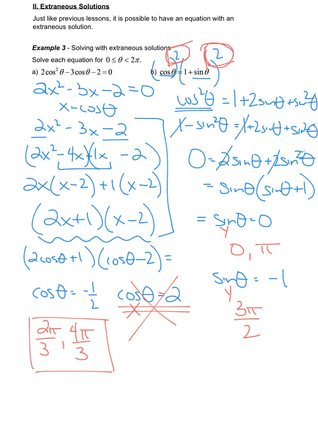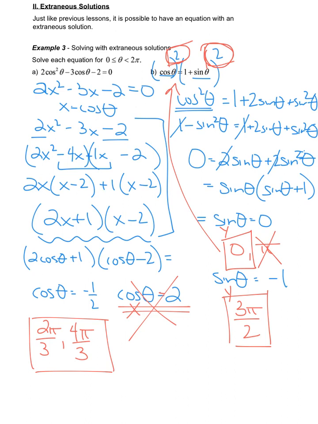At this point, whenever you use this strategy where we're squaring both sides of the equation, it's super important to check your answers. So for the sake of time, I will tell you that 0 does work out in the original equation when we check. 3 pi halves does also work in the original equation. Again, those are values you could use your unit circle for.